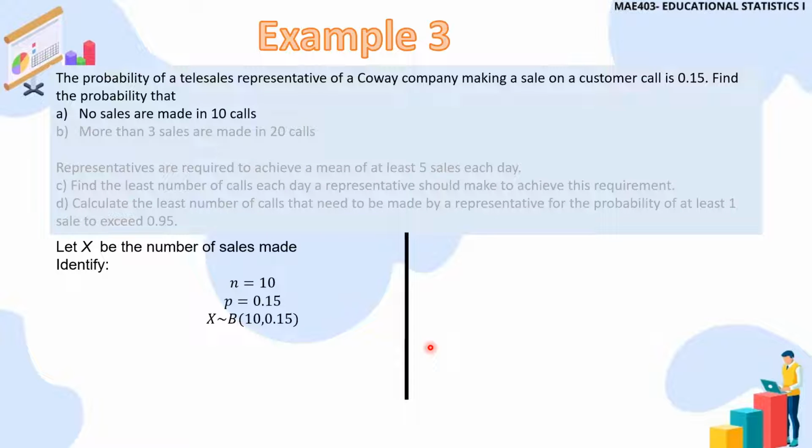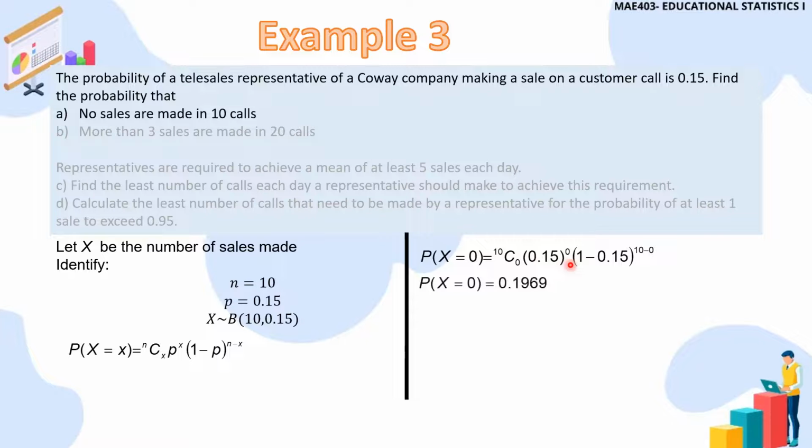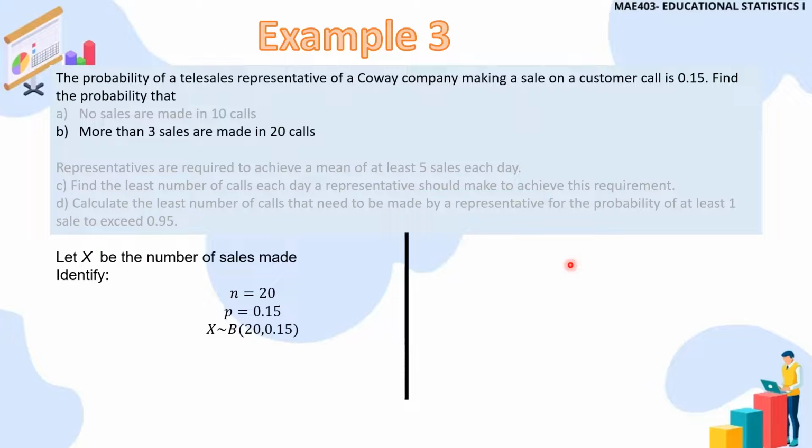Okay, let's solve the first question, which is no sales are made in 10 calls. Therefore, here, your x will equal 0. So substitute the number of trials 10 and the number of sales is 0, p is 0.15. Then you can get 0.161969.